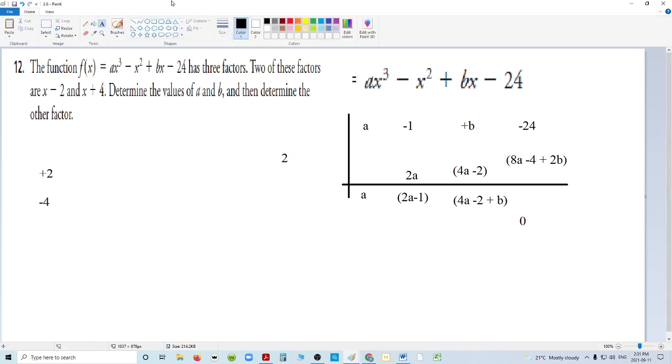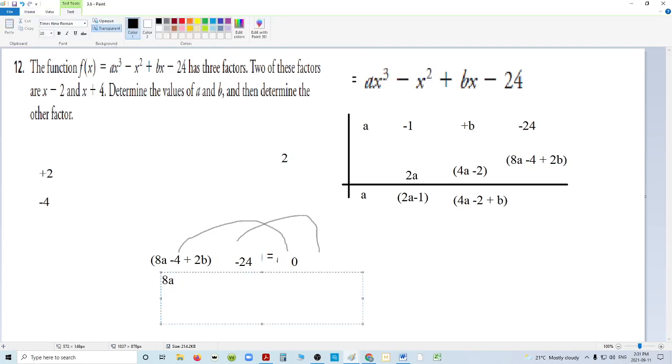Now that means when I add minus 24, in other words, when I subtract 24 from this, I should be equal to 0. Which means that this minus 24 should be equal to 0. So we're just going to solve it. We're going to add 24 to this side, and we're going to add 4 to this side, so it's going to be 28. And we're left with 8a plus 2b is equal to 28.